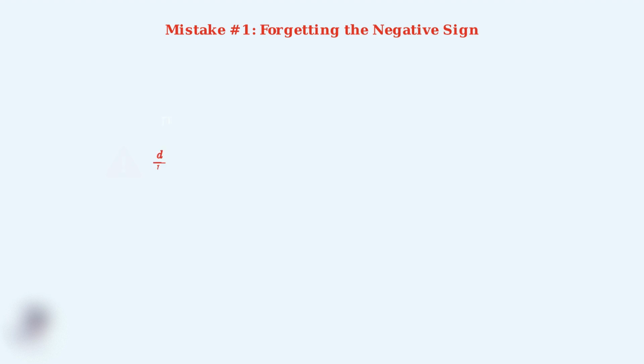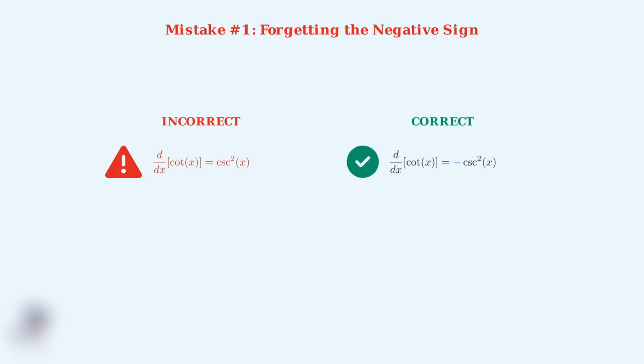most common mistakes students make and how to avoid them. These errors can lead to incorrect answers and confusion in more advanced problems. The most common mistake when finding the derivative of cotangent is forgetting the negative sign. Many students write the derivative as positive cosecant squared, but this is incorrect. The correct derivative of cotangent x is negative cosecant squared of x. Notice how the negative sign is crucial and must never be forgotten.